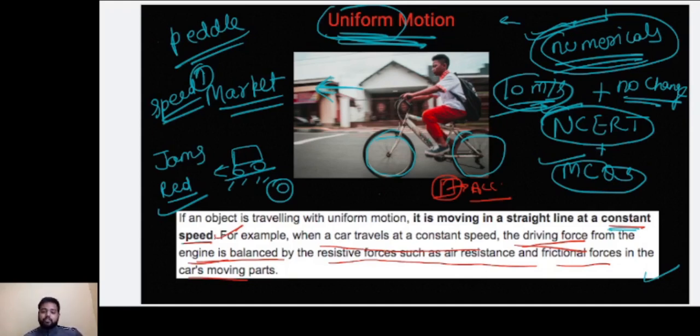The engine force is balanced by resistive forces such as air resistance. Definitely if you're moving, the air would be trying to stop you, but still this guy is moving, and he's opposing the air resistance and the frictional forces in his car moving parts. So this is an example of uniform motion.